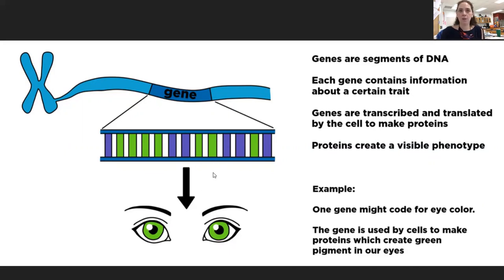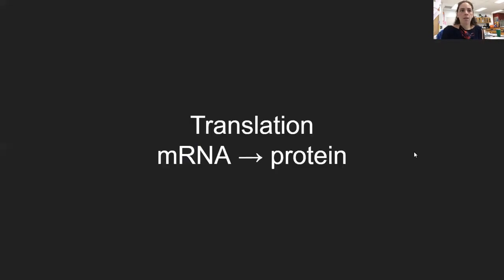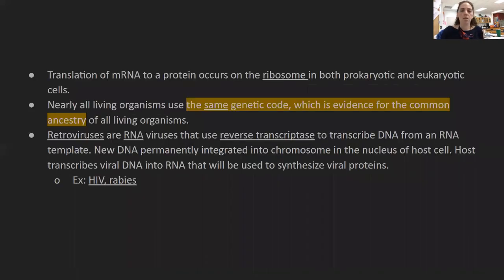It's not folded correctly, and that's due to a substitution, a change in one base that codes for a different amino acid, changing the whole shape of our protein. So today our focus is going to be on translation, the second step, how we go from RNA to a protein. So translation, mRNA to protein. We did transcription in 6.3.